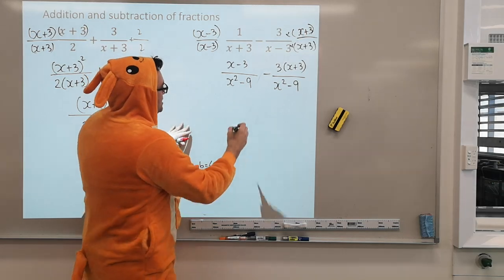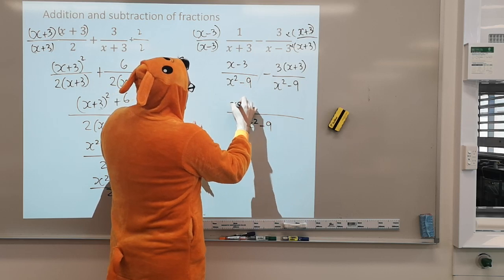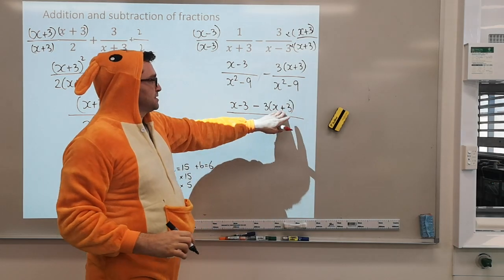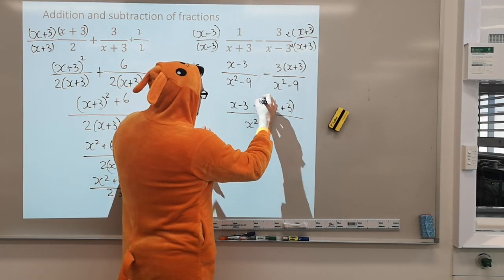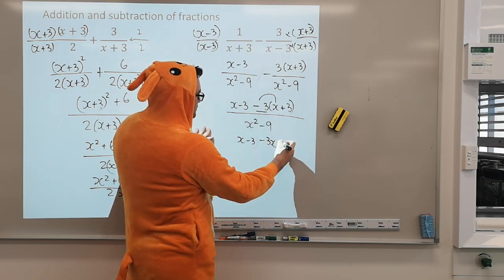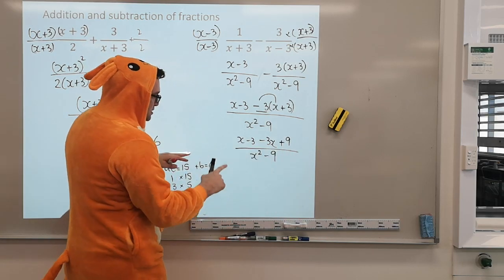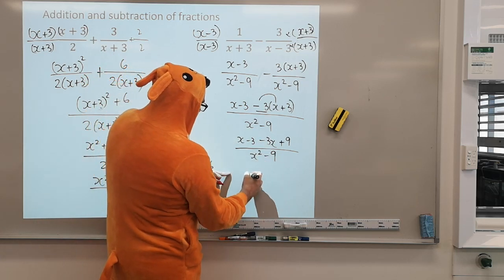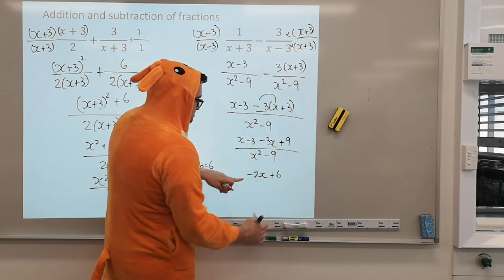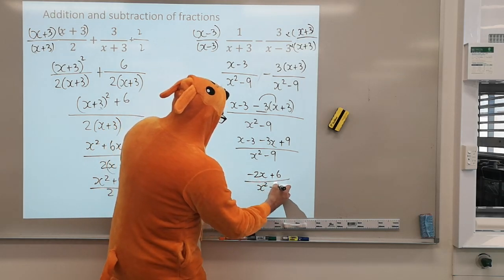Now what we can do is combine together. So we've got x minus 3 minus 3 times x plus 3. Should expand this out. So we've got minus 3 times x, minus 3 times positive 3, which is minus 9, over x squared minus 9. So x minus 3x is minus 2x. Minus 3 minus 9 is minus 12 over x squared minus 9.